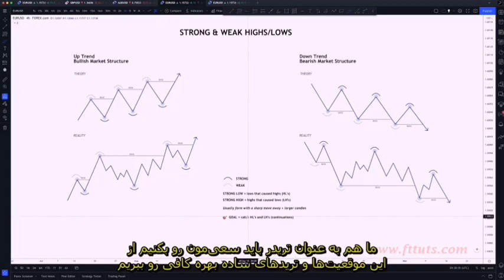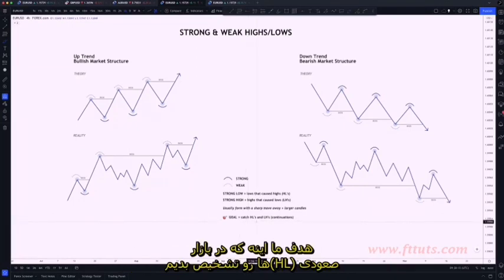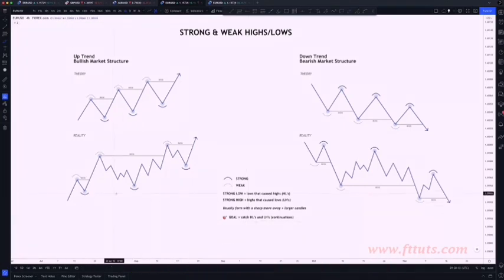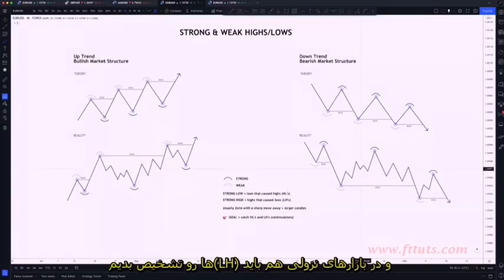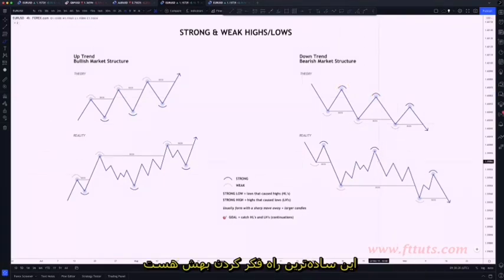So if you think about it, really our goal as traders, we're trying to trade those easy trades, trade those continuations. Our goal is to catch higher lows in a bullish market, right? We want to catch all of these strong lows and we want to catch lower highs in a bearish market, right? We want to be trading from here and then targeting those weak lows, right? That's kind of the simplest way to think about it.